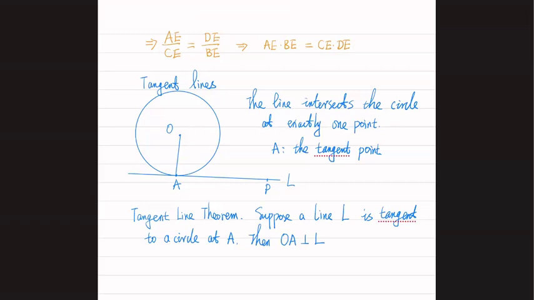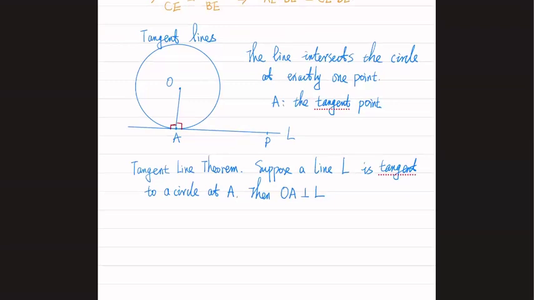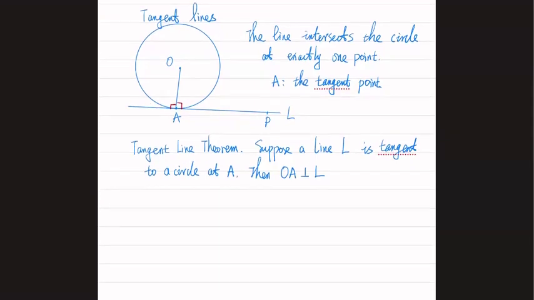Okay. So the theorem says if this line is tangent to the circle at this point, then this must be perpendicular. A very useful result. Both angles are 90 degrees. Okay. And next, we have a tangent and a chord. In particular, we have a tangent chord angle.